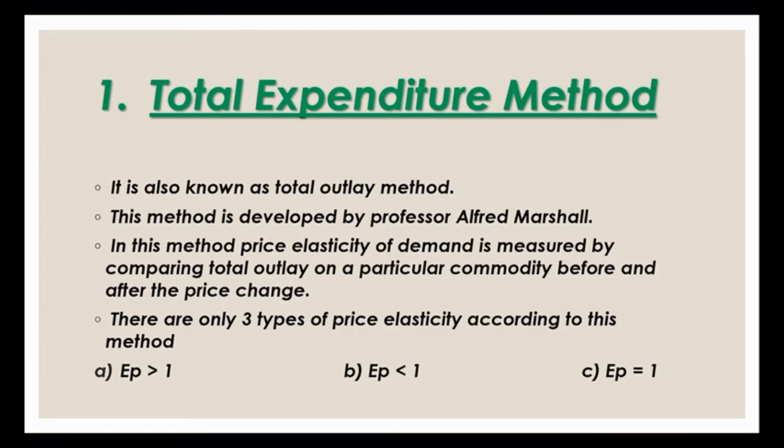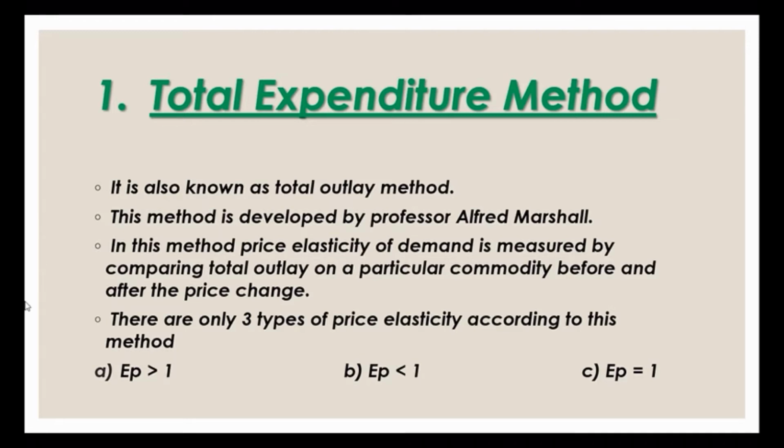The first method is the total expenditure method, which is also called the total outlay method. This method was developed by Professor Alfred Marshall. In this method, price elasticity of demand is measured by comparing total outlay on a particular commodity before and after the price change. So, according to this method, there are only three types of price elasticity.